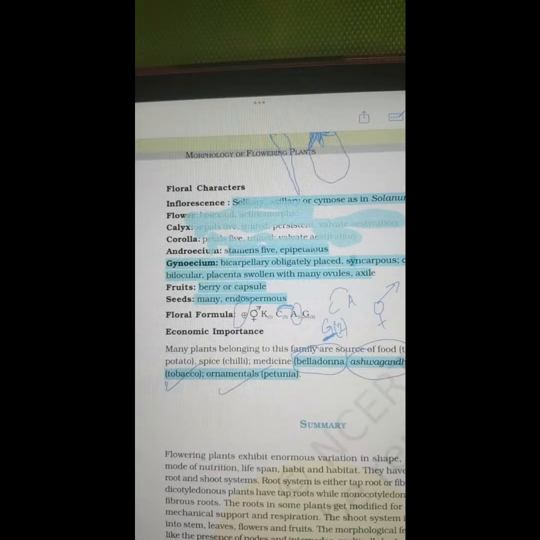Right. So this was the quickest revision of the morphology chapter in approximately 40 minutes. Shortly, I will be recording a descriptive video on this.